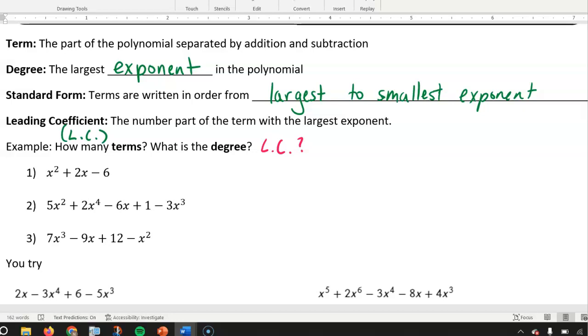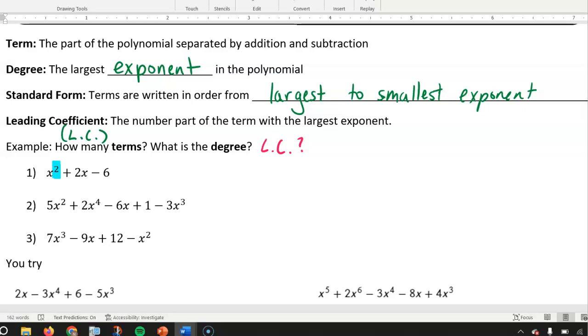Then the next vocabulary word there is degree. The degree is referring to the largest exponent in the polynomial. Now you got to be careful. It's not always the first one we see. It's always the largest exponent. But in this case here, the largest exponent would be 2. So the degree of that polynomial would be 2.